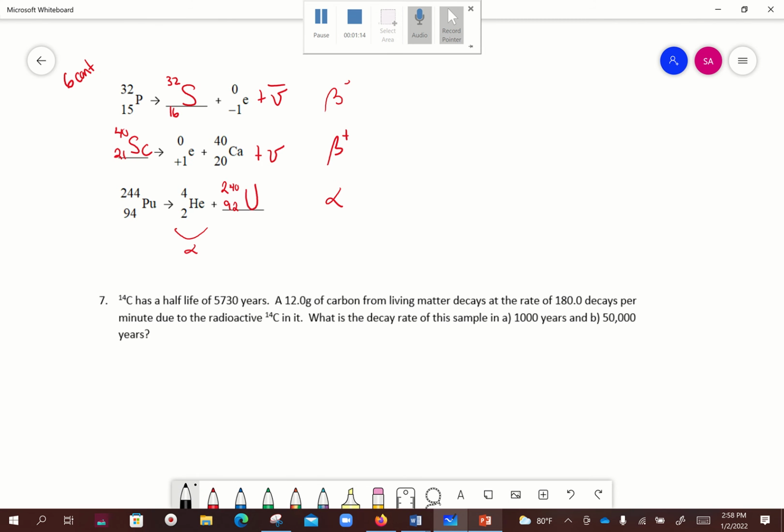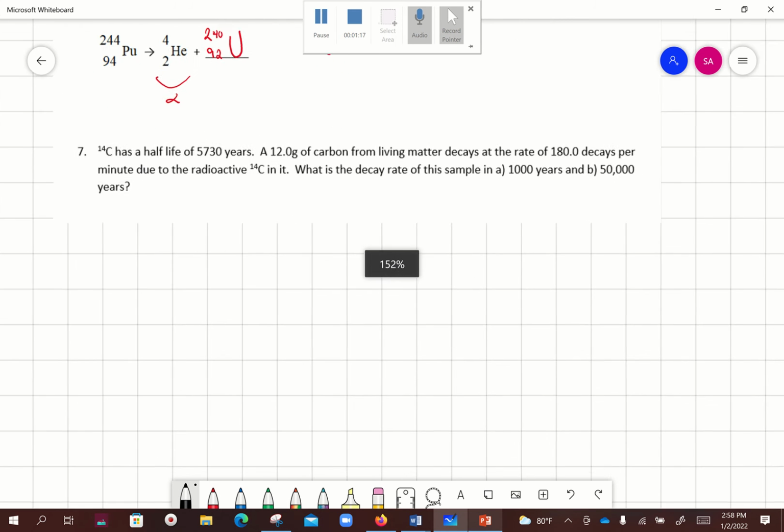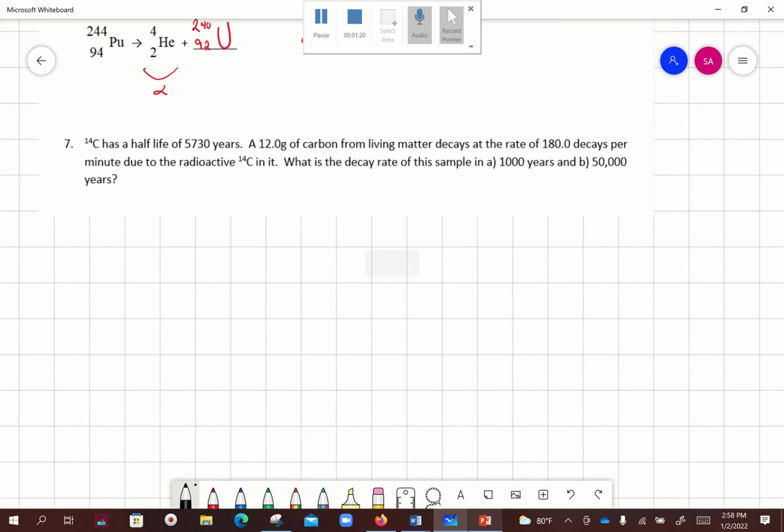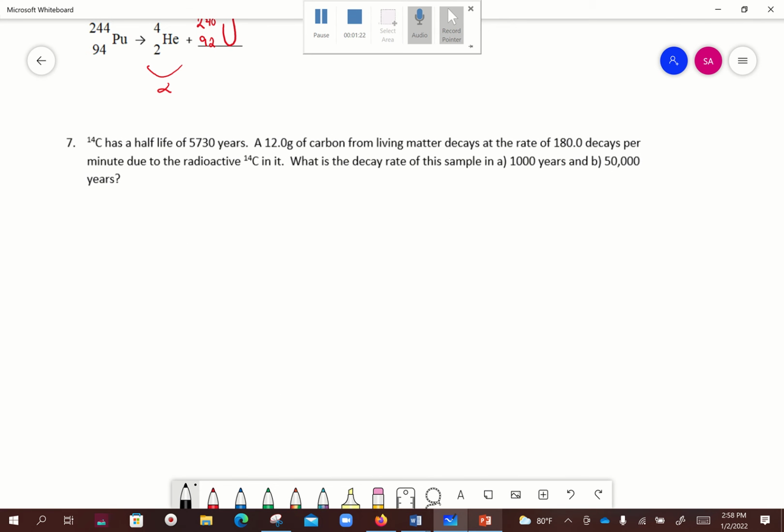Okay, so let's move on now to the last topic of the chapter, which is radioactive decay half-life times. All right, so carbon-14 has a half-life of 5,730 years. So we call that T1/2 is 5730. And we have 12 grams of any carbon from living matter. So it's going to be made up of all the different isotopes. It decays at the rate of 180 decays per minute due to the radioactive carbon-14 in it.